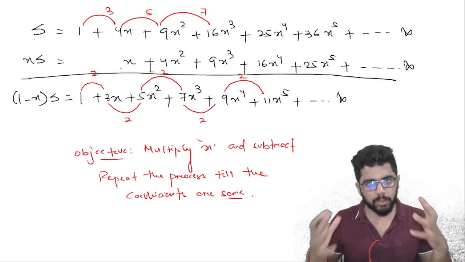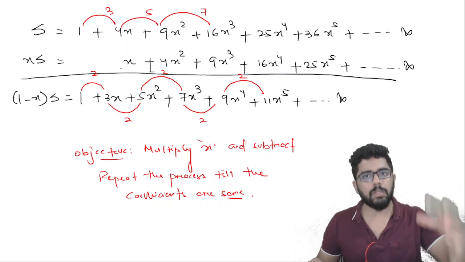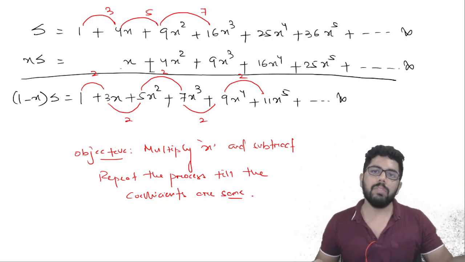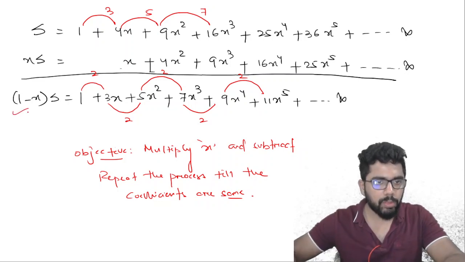So whenever you have a question like this, the objective is to remove the arithmetic progression part and just convert it to a simple GP. And then we know how to apply the formula for GP. Let's try and see. So we'll continue from this step.